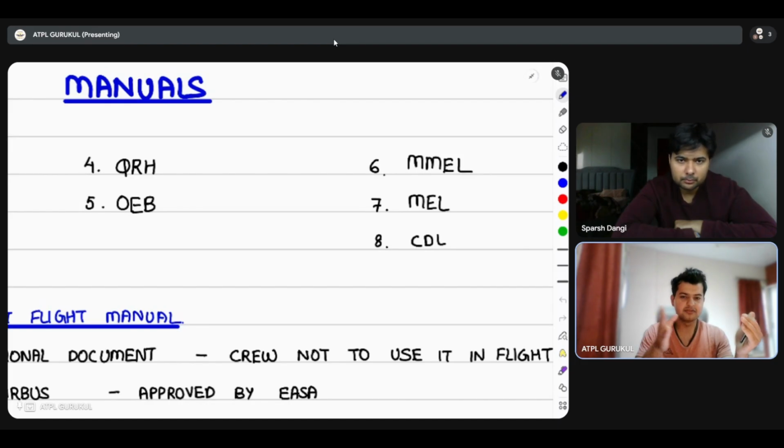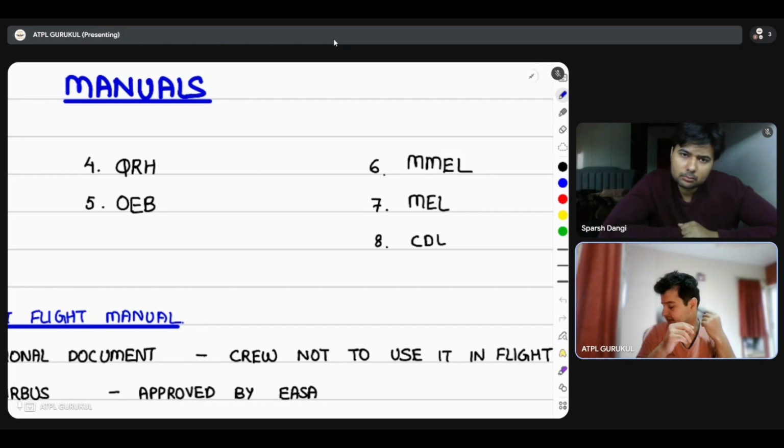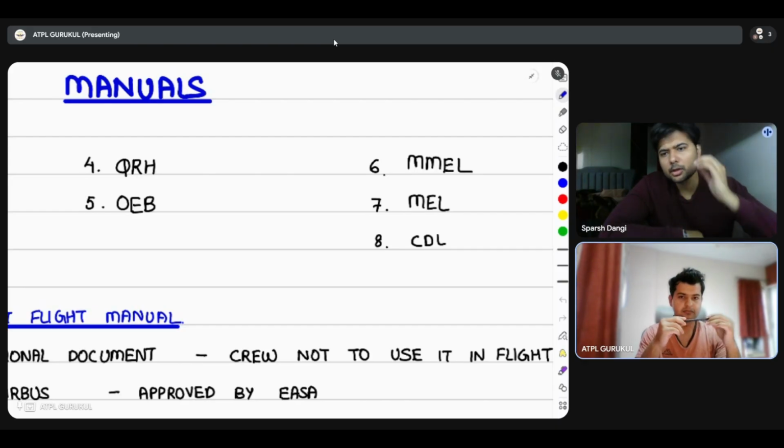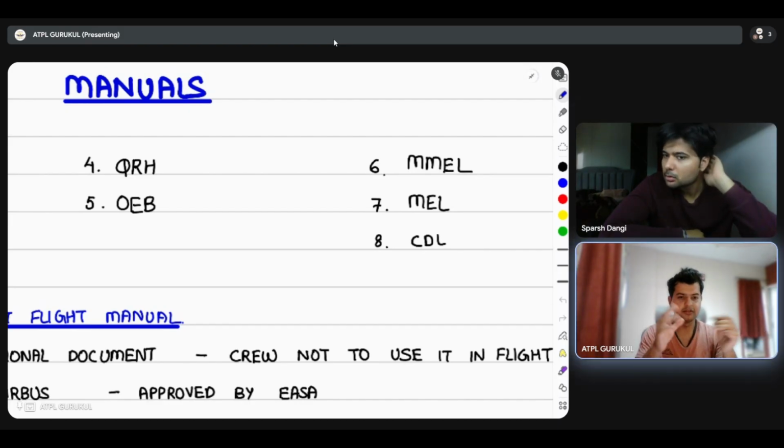What are other documents? We have the minimum equipment list, the master minimum equipment list, and we also have the CDL, the configuration deviation list. These are three lists. Now you've done your CPL. Do you know what an MEL is? I only know the full form, minimum equipment list. Are you aware of what the concept is?